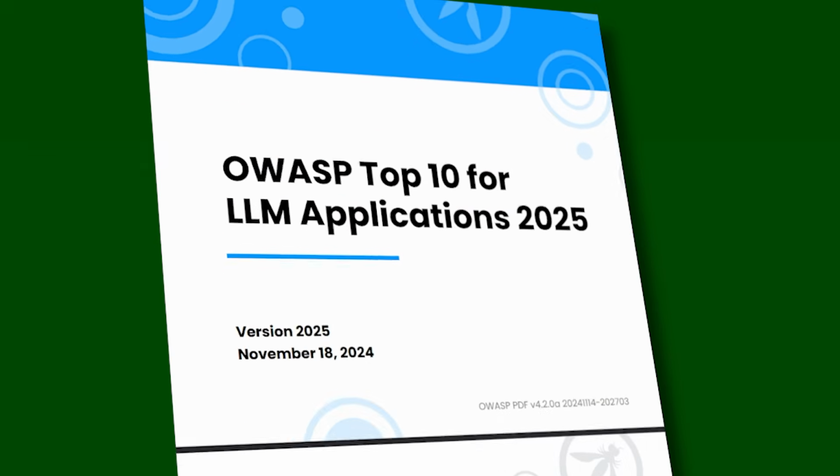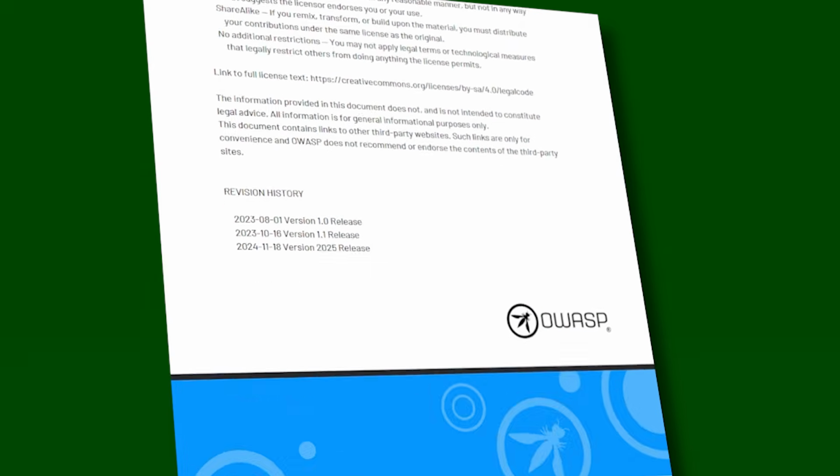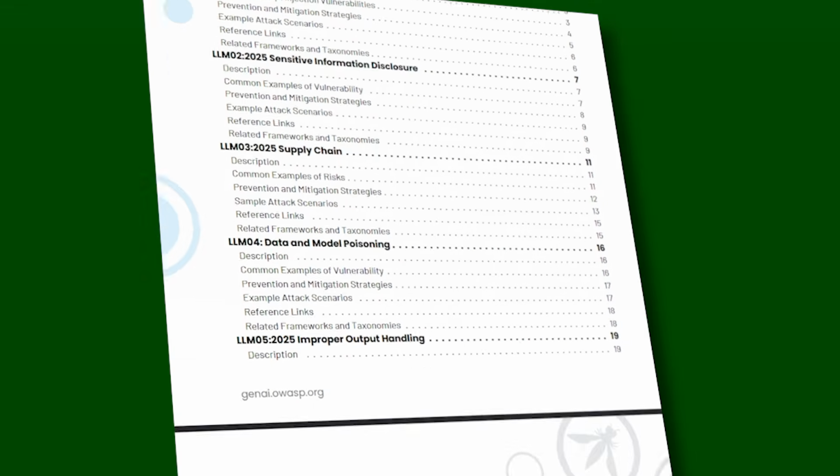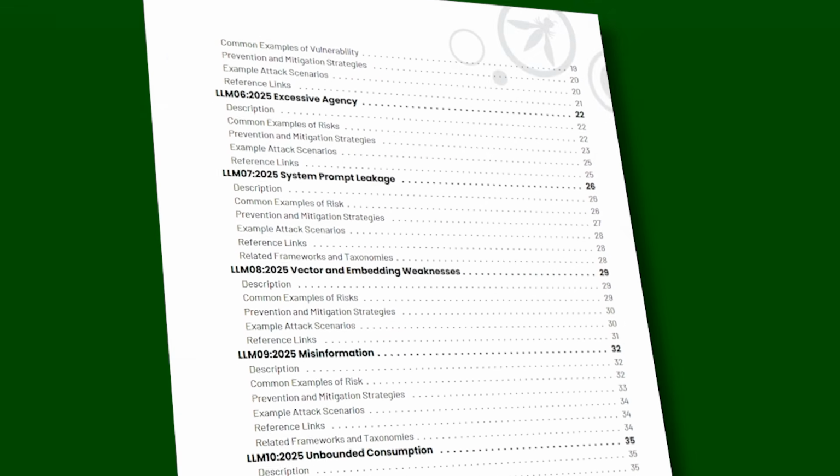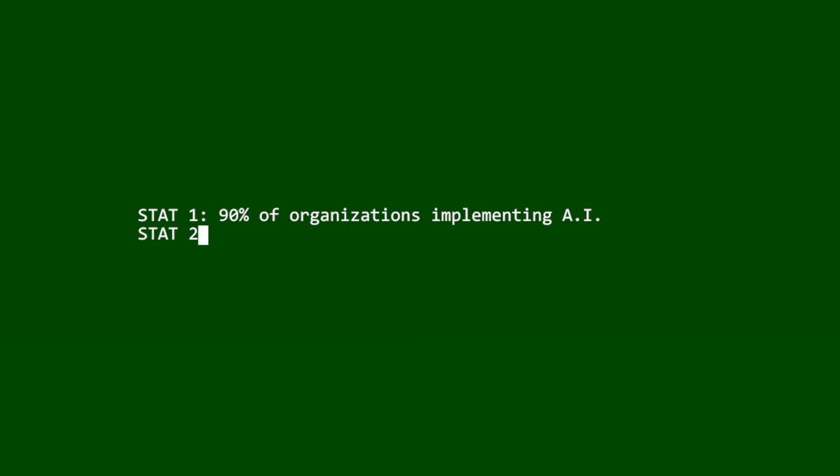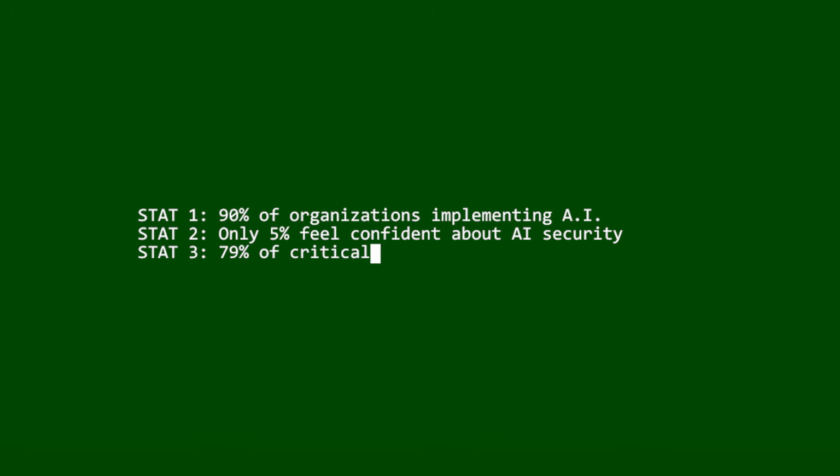This isn't some niche vulnerability. According to OWASP, that's the organization that tracks the biggest security risks, prompt injection has been the number one risk for AI applications for 3 years running. And get this. Stat 1: 90% of organizations are implementing AI. Stat 2: only 5% feel confident about AI security. Stat 3: 79% of critical AI vulnerabilities go unaddressed.